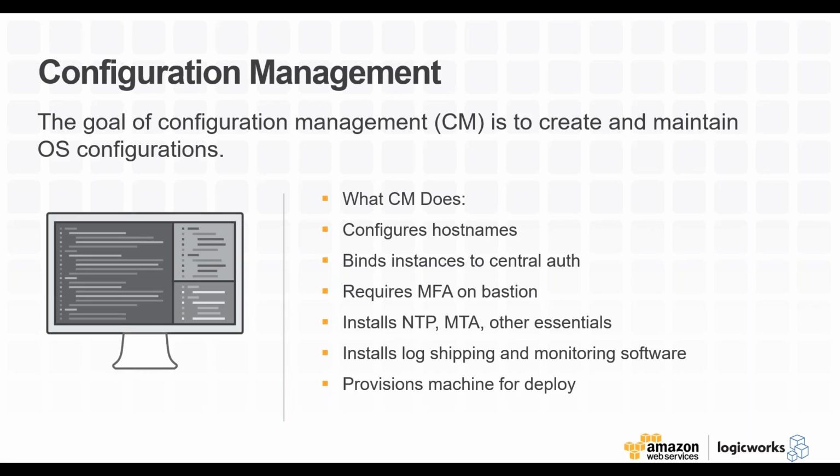So the next stage is configuration management. The purpose of configuration management is to get your instances ready to receive your application code. This means configuring host names, binding instances to central auth, and installing various packages. At Logicworks, we have a central Puppet module that has basic policies that our clients will use for most of their environment. Together, AWS Cloud Formation and configuration management are the one-two punch that gets your infrastructure ready to receive code.